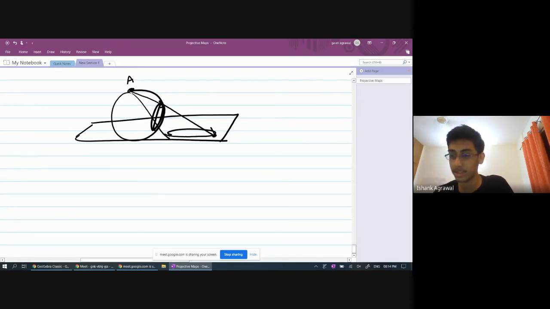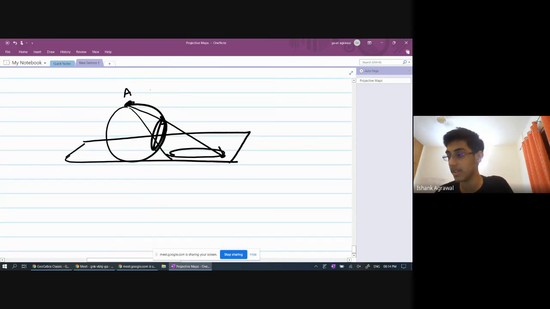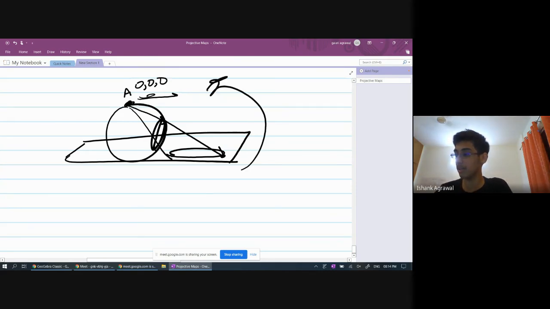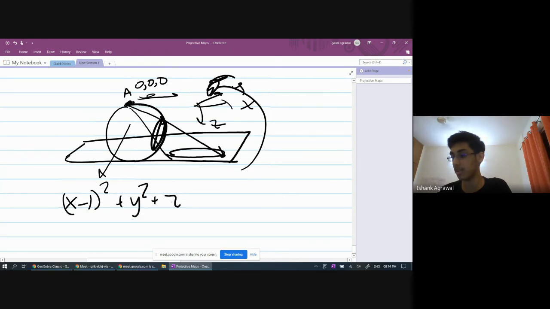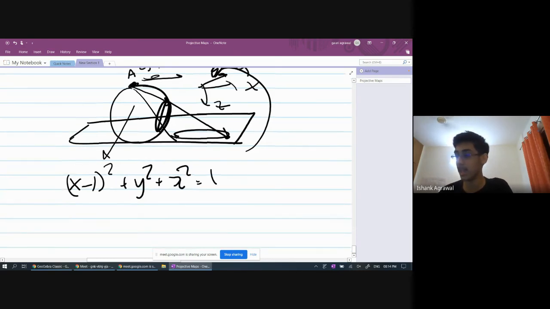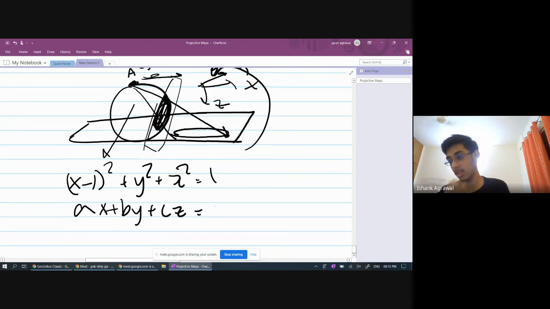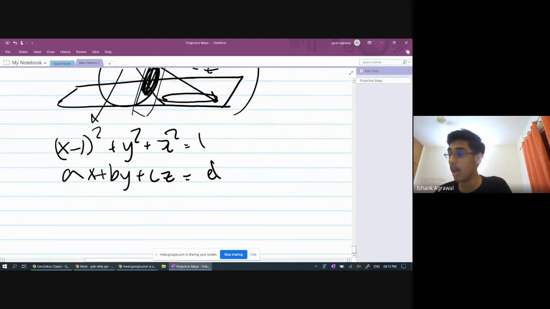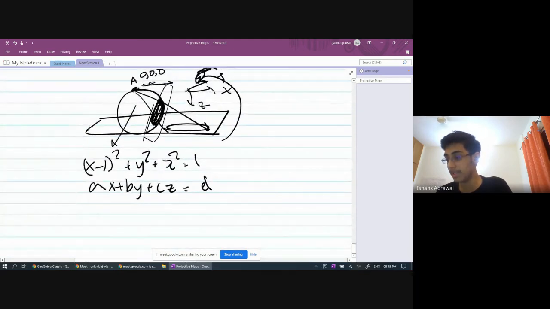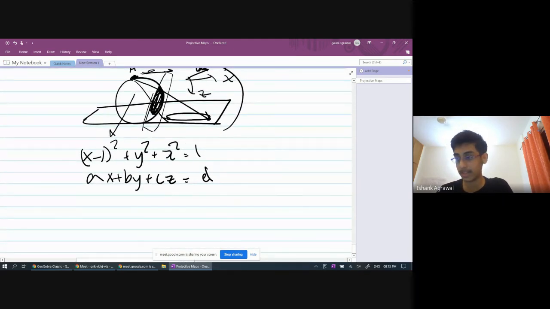Okay, so I guess I'll just explain it. So basically, we set up our coordinates as this point is 0, 0, 0. Let's actually flip this way. So now our x-axis is here, y-axis is here, and z-axis is here. So this sphere becomes (x minus 1) squared plus y squared plus z squared is equal to 1. The intersection of this circle would just be a plane ax plus by plus cz is equal to d, where a, b, c, d are some constants that would define that circle.